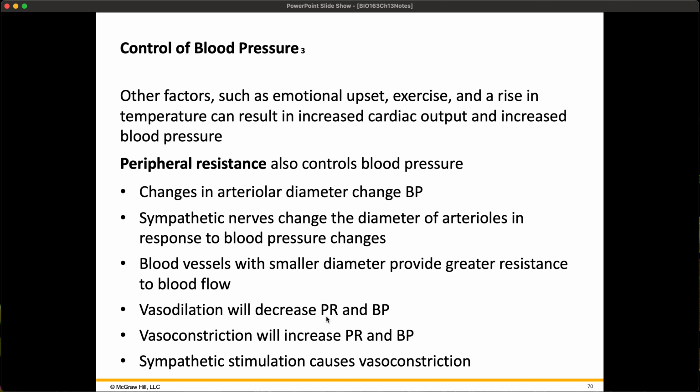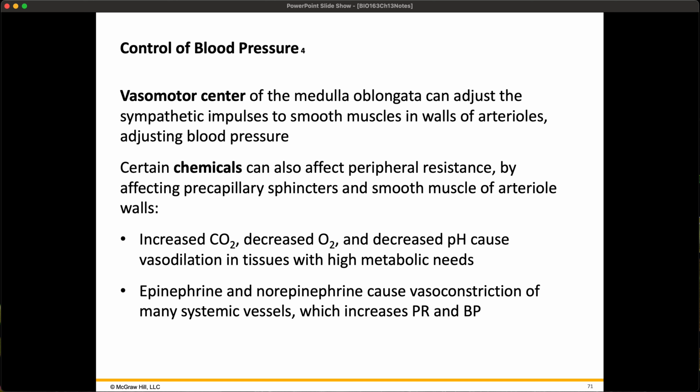Vasodilation decreases resistance and blood pressure. Vasoconstriction increases resistance and blood pressure. Think about the water hose example again. And sympathetic stimulation causes vasoconstriction. So some of this stuff is kind of repeating itself, so hopefully we only have a few slides left. If your eyes are starting to cross, it's okay. Come back and watch this again or watch other videos if you need to, because this stuff can get a little confusing. And then you have the vasomotor center in the medulla oblongata as well.